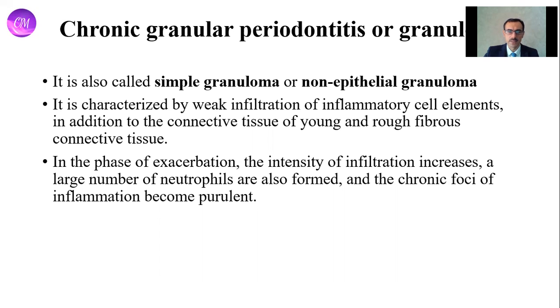Chronic granular periodontitis is also called a simple granuloma or non-epithelial granuloma. It is characterized by a weak infiltration of inflammatory cell elements, in addition to the connective tissue of young and rough fibrous connective tissue. In the phase of exacerbation, the intensity of infiltration increases, and a large number of neutrophils are formed here, and the chronic foci of inflammation become purulent.